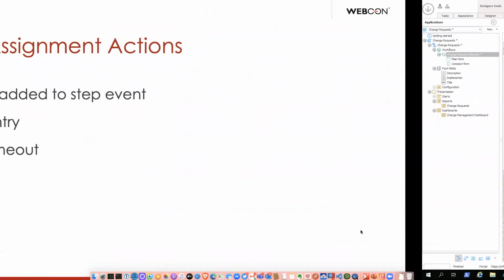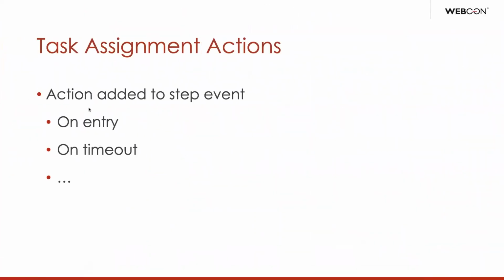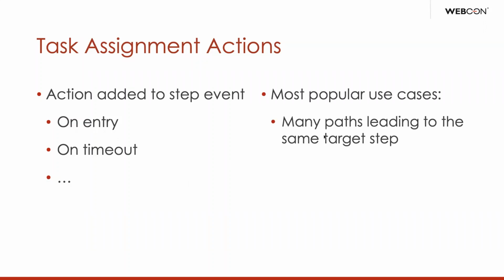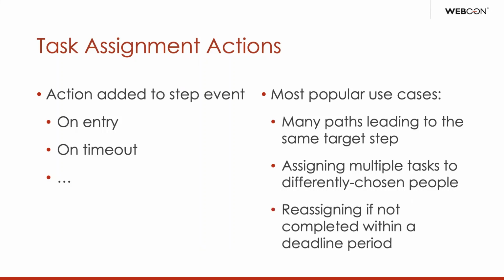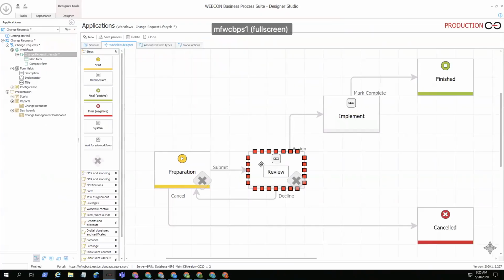All right, let's come back here. You can actually add a task assignment action on any event, and we've got a lot of them, but these are the two that are most common, especially on entry. The most popular use case for this would be, I've got many paths leading to the same target step. Also, I might be assigning multiple tasks to people I choose differently. And then, of course, reassigning if it's not completed within a deadline period. This second one actually bears a quick example.